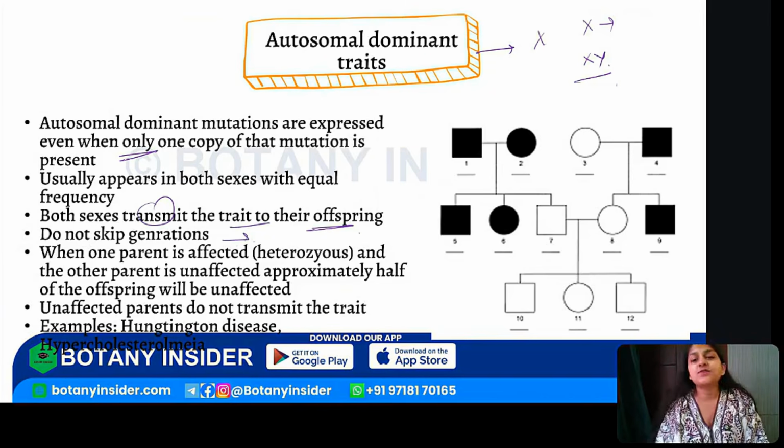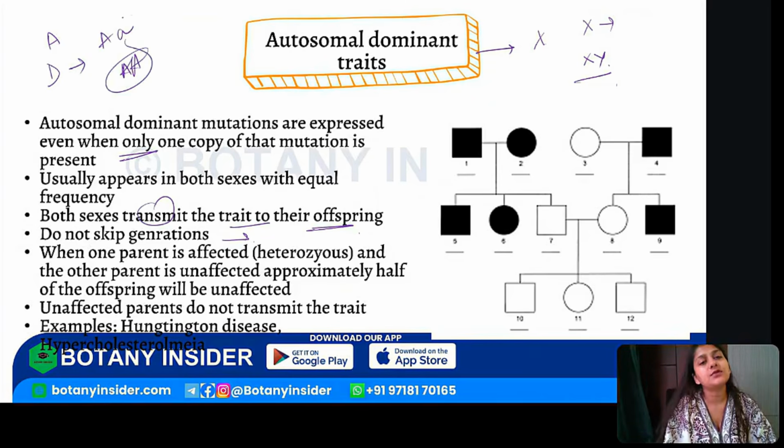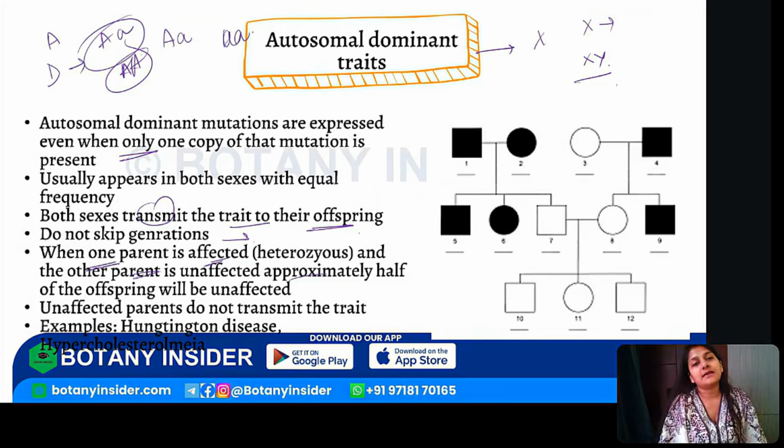They do not skip generation, because if a dominant trait needs to be there in the next generation, in the previous one it would be there, either in heterozygous or homozygous condition, and a dominant character can be showcased in both scenarios. So it is the same thing. Then when one parent is affected and the other is unaffected, that is, one parent being capital A small a and the other unaffected, in the next generation approximately half of them will be impacted, right?